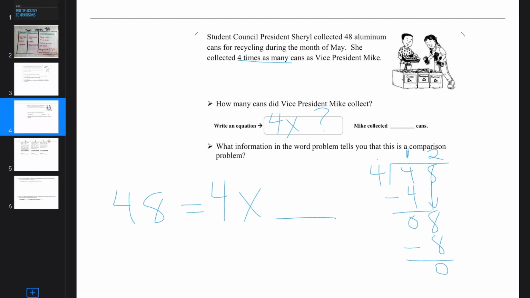4 times 12 would give me the amount that Cheryl collected, which is 48. So I know that since Cheryl collected 4 times as many cans as Mike collected 12 cans.